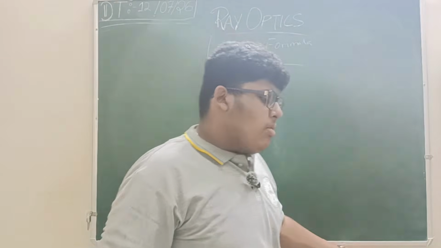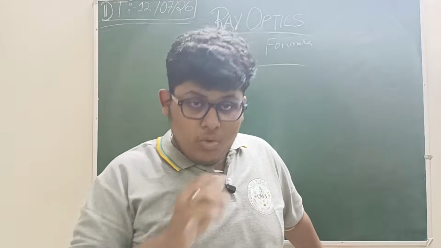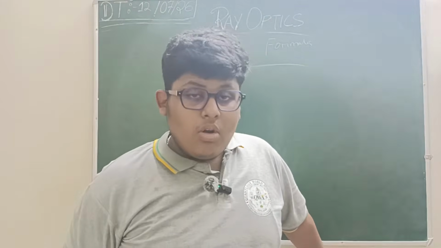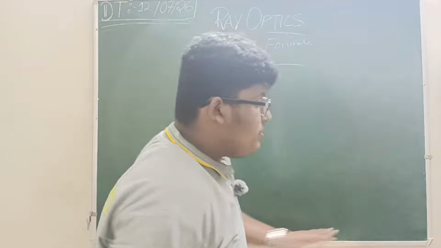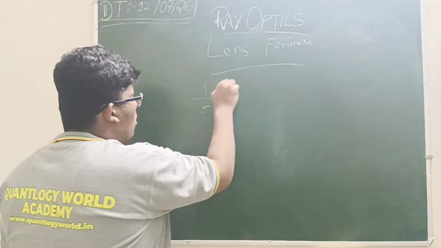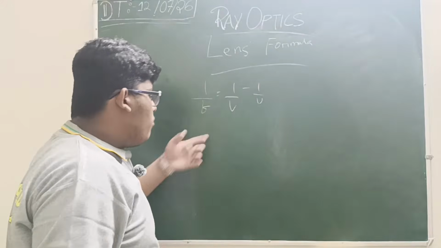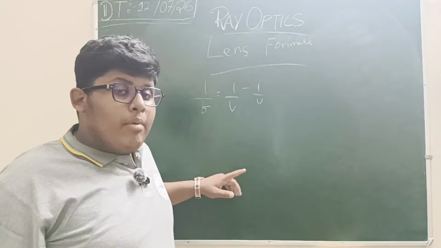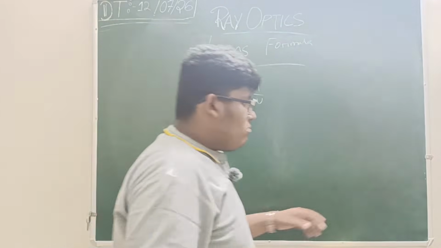As we know, the mirror formula is 1 by f equal to 1 by v plus 1 by u. Hence 1 by focal length equal to 1 by image distance plus 1 by object distance. Lens formula is 1 by f equal to 1 by v minus 1 by u. Means 1 by focal length equal to 1 by image distance minus 1 by object distance.